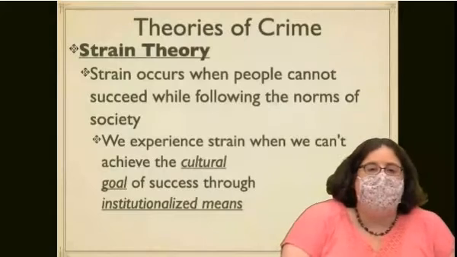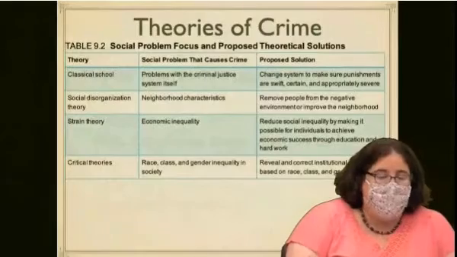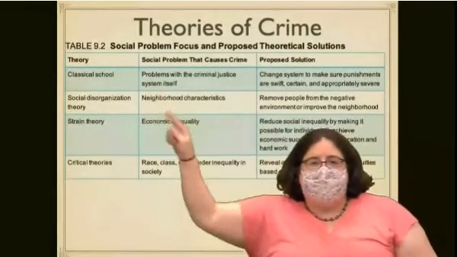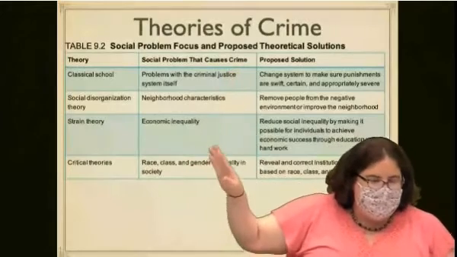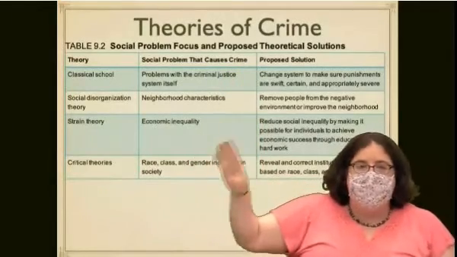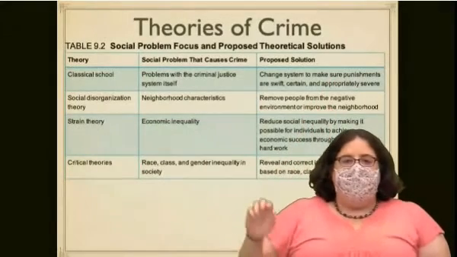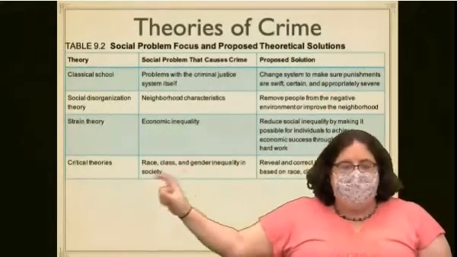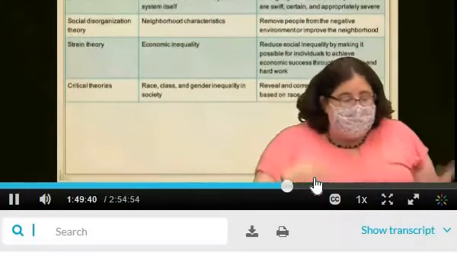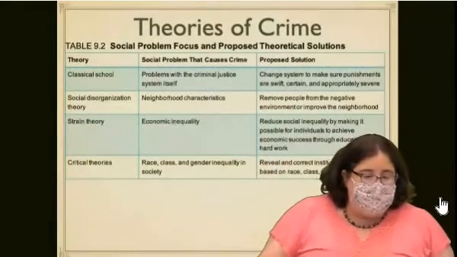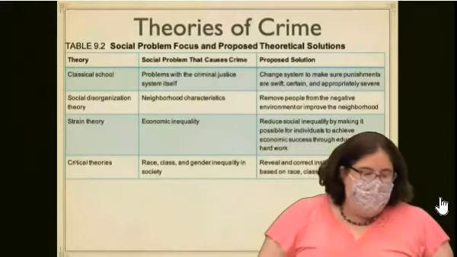So, for studying purposes, there is a chart on page 184 of the textbook that lays out each of the 4 theories that I just described, tells you the problems that they believe cause crime, and how they approach solutions. Page 184. I didn't put it on the slide, but 184 is where that is. I find charts like this helpful, but if you don't, that's okay. You don't have to memorize it. So, I put 84. Oh, nice. Way to go, me.